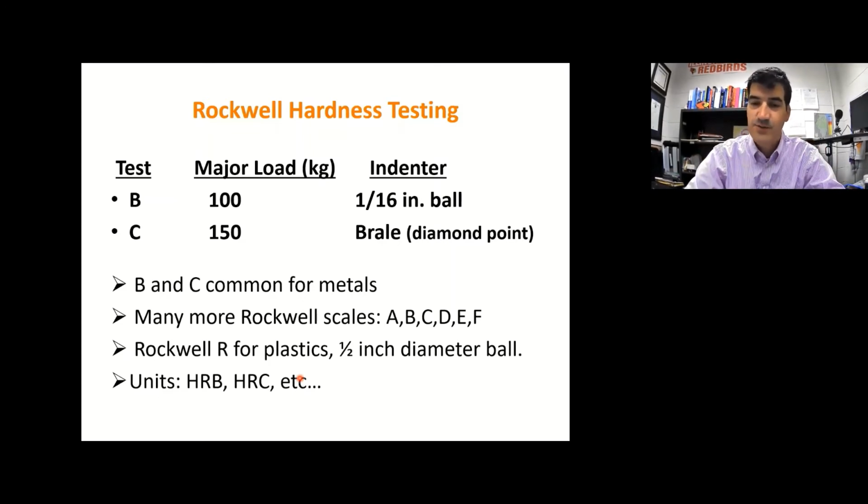There's lots of Rockwell scales. None of these are as common. Well, the A and the D, E, F are not as common as the B and C scales for Rockwell testing. Rockwell R is fairly common for plastics as an alternative to the Shore testing, and it uses that 1/2 inch diameter ball indenter that I showed you earlier. Don't forget your units.